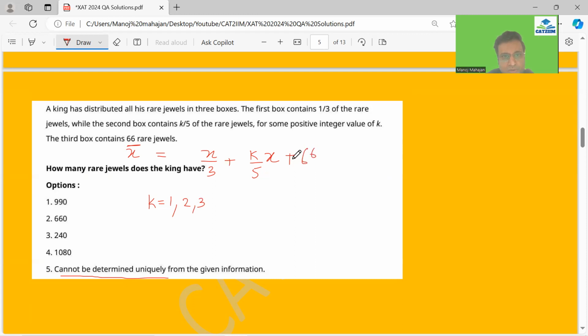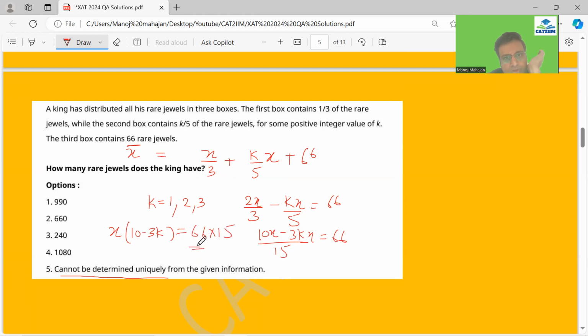So plus 66, if I do. So let me take X by 3 this side. What do I have is 2X by 3. Let me take KX by 5 also this side. This is what, 66, right? So if I take the LCM now, 15, this is 10x, this is 3kx, this is 66 times 15. So let me take just x common out here. And this would be 10 minus 3k equal to 66 into 15. Okay, so if I just multiply that, this would be nothing but 990.